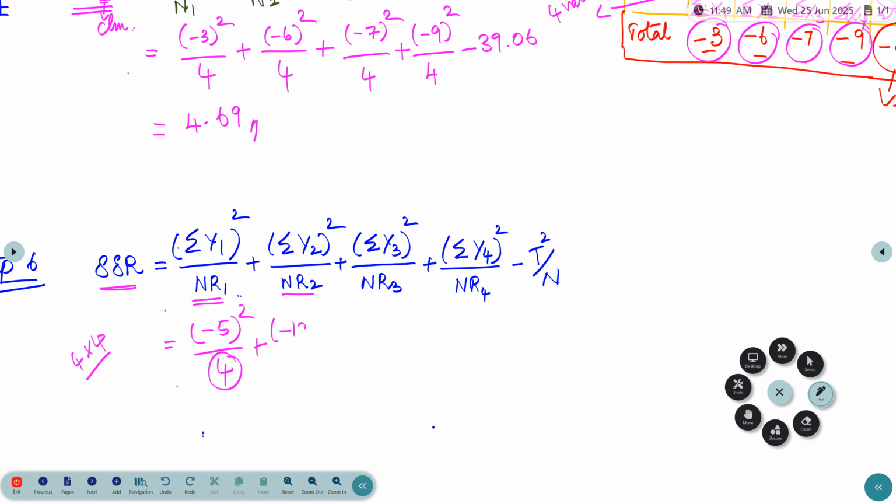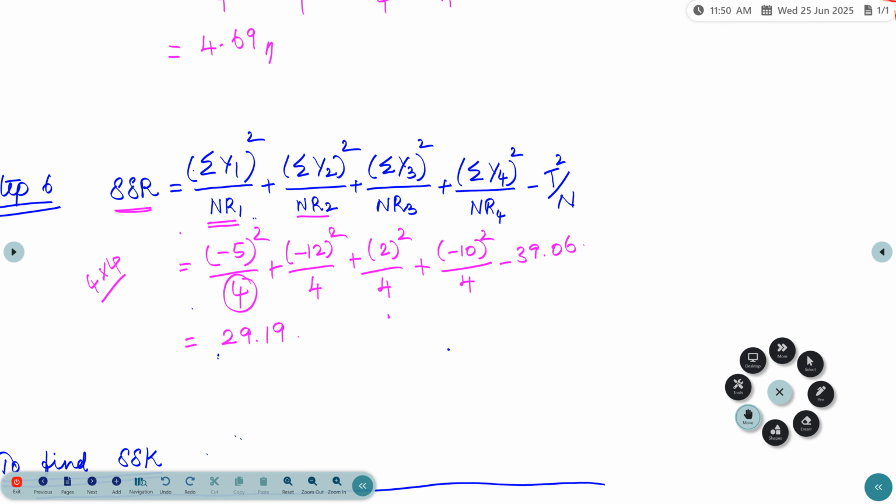Plus minus 12 the whole square divided by 4, plus 2 the whole square divided by 4, plus minus 10 the whole square divided by 4, minus 39.06. Use the calculator carefully and do the values. We may get the answer 29.19.